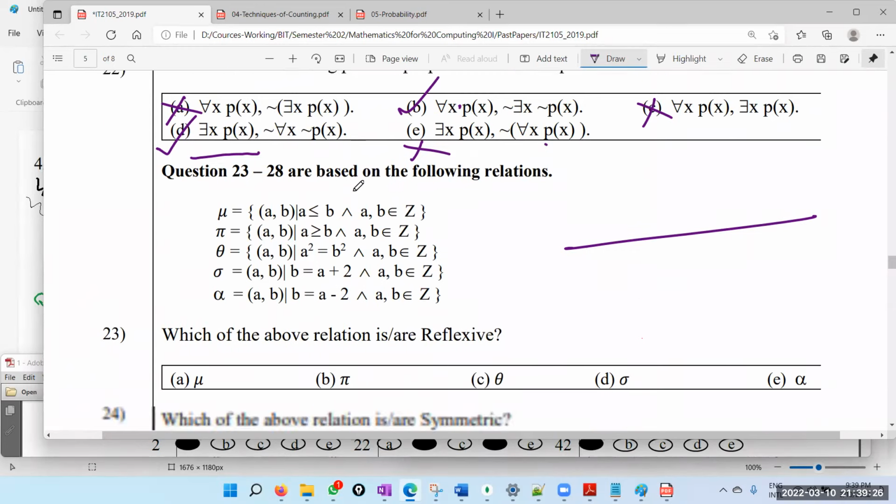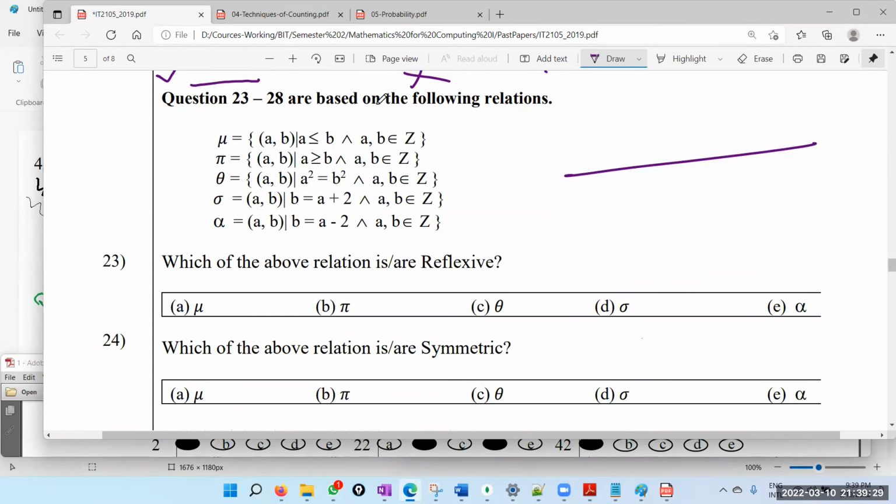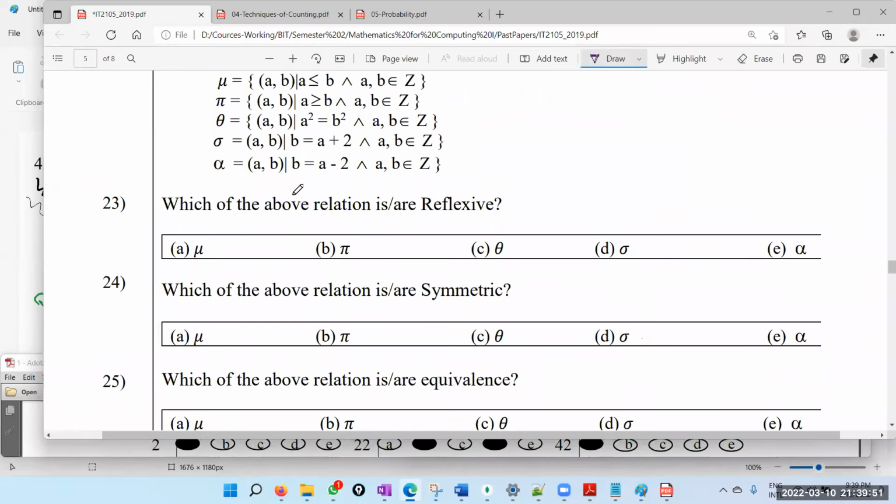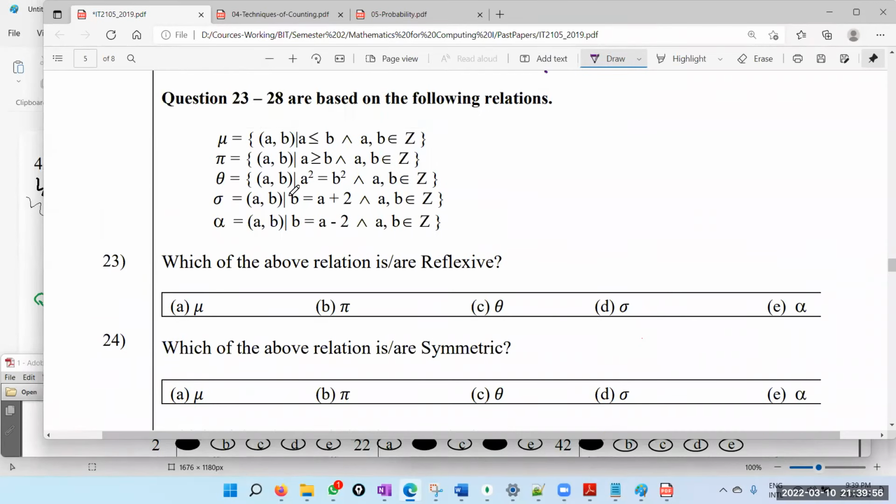Question 23-28 are based on the following relations. Okay. Right. So same set of questions, but from the same sort of a scenario. Okay. But there are so many functions: mu, phi, theta, sigma, alpha. Right. First one, which of the above relation is reflexive?